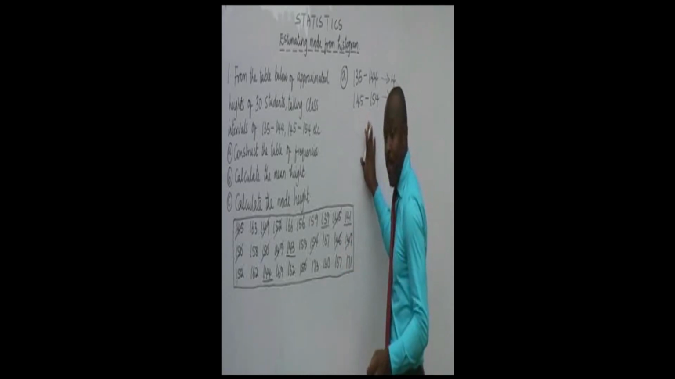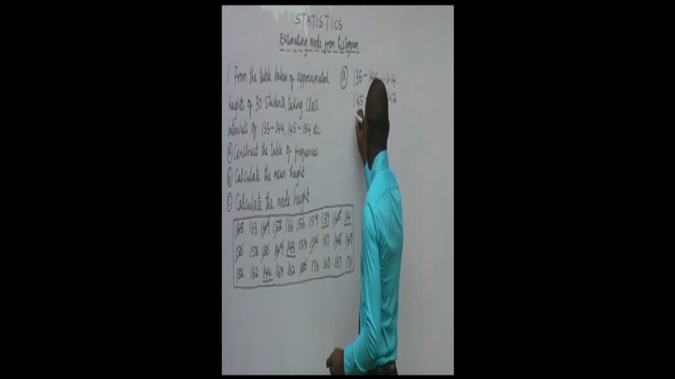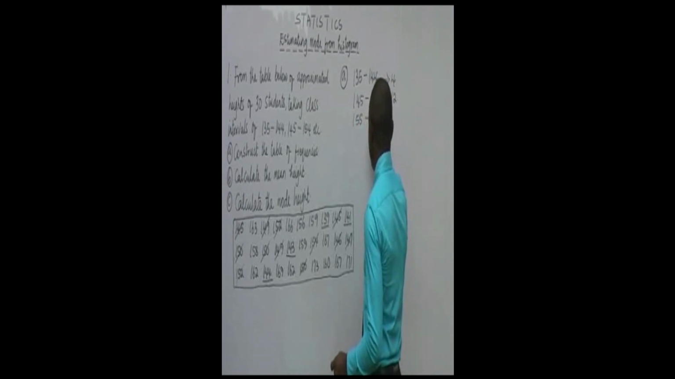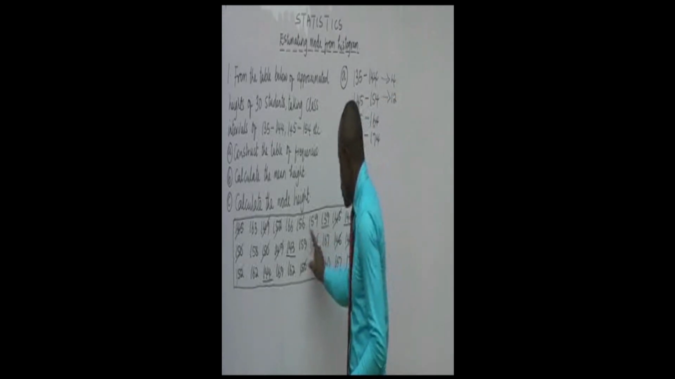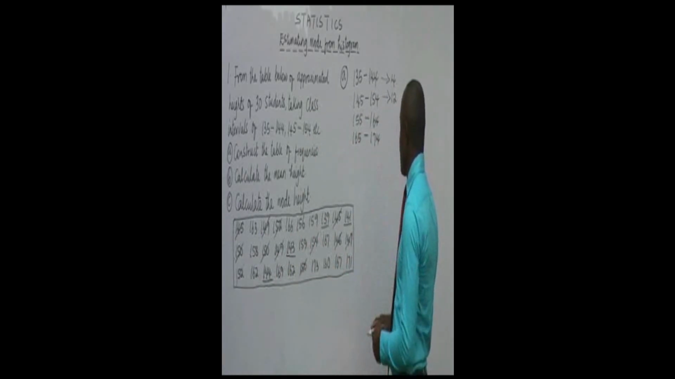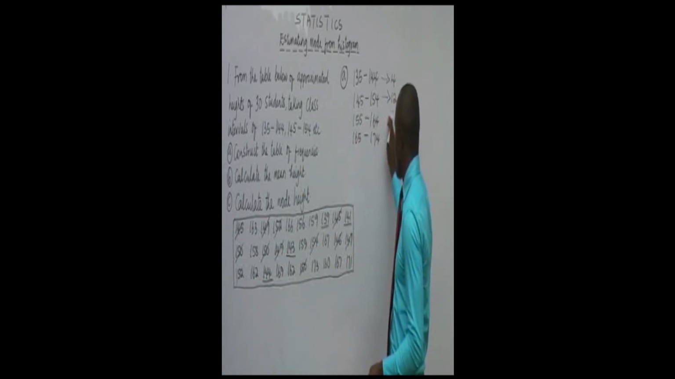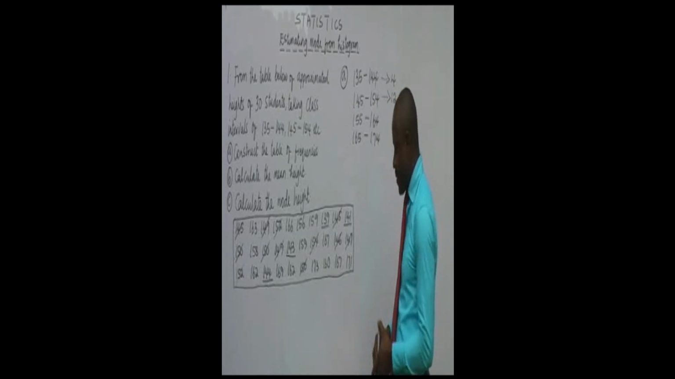Now, when next you see the whiteboard, we must have taken the members of 155 to 164, then 165 to 174. This is the last class interval, because if you look at the values you have here, none of it is more than 174. So when next you see the whiteboard, I must have written down the members of the remaining class intervals.